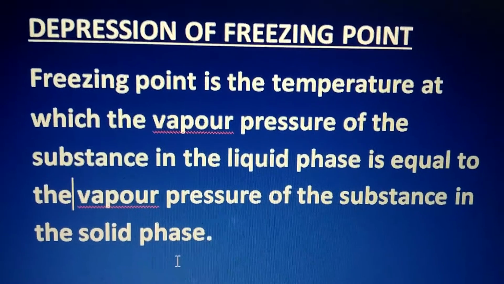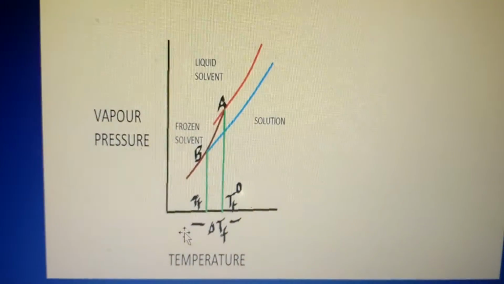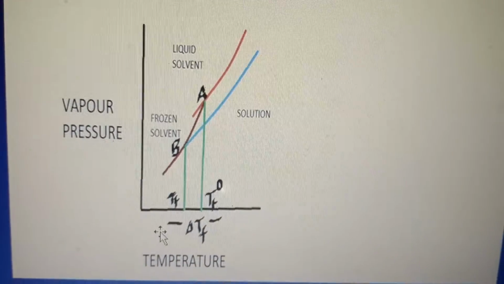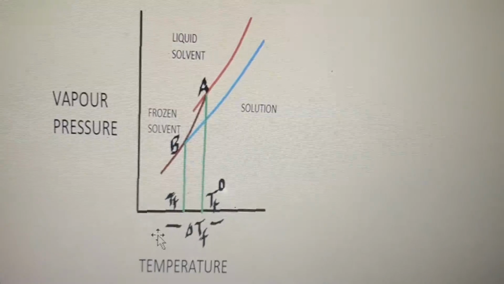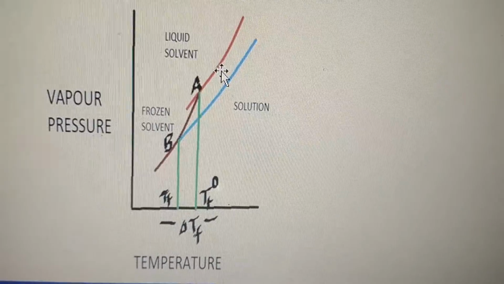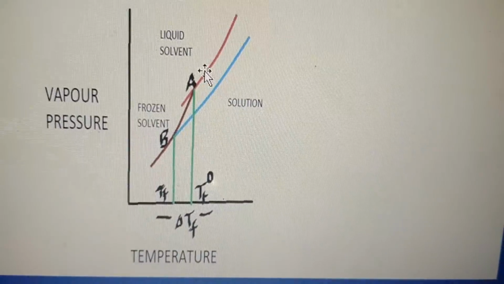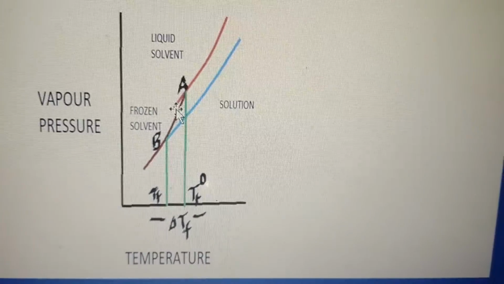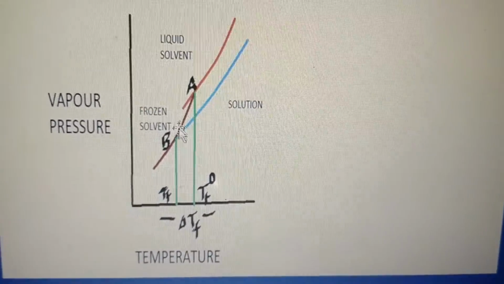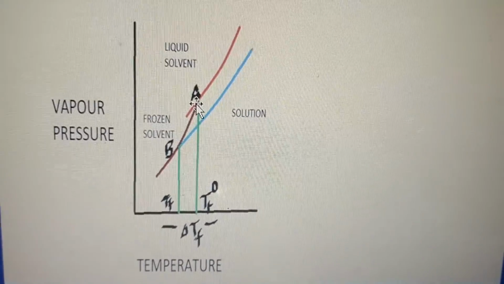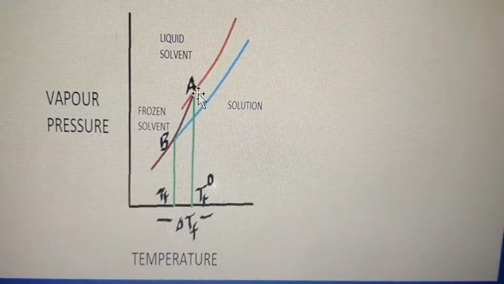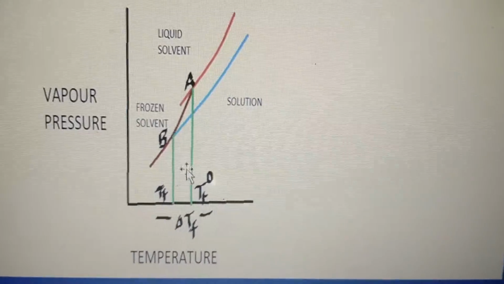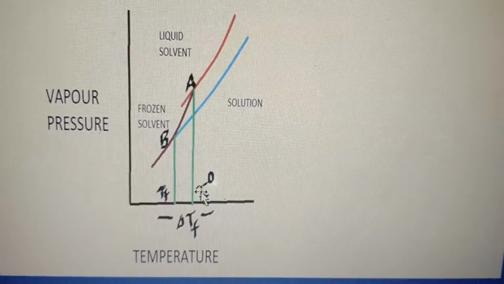Now look at the curve given in the figure carefully. In this figure we have taken the vapor pressure along the y-axis and temperature along the x-axis. Here we have the red line. This red line curve represents the vapor pressure of the pure solvent, that is the liquid solvent. This brown line represents the vapor pressure of the frozen solvent, that is the solid solvent. At point A, the vapor pressure curve of the liquid solvent meets the vapor pressure curve of the solid solvent. So point A is the freezing point of the pure solvent, that is Tf naught.